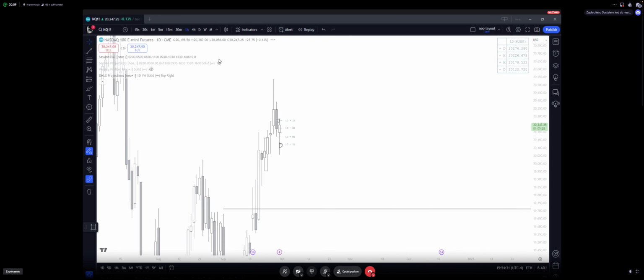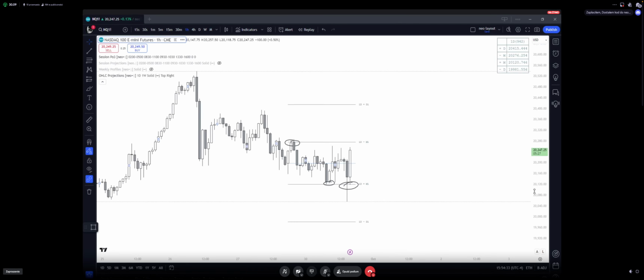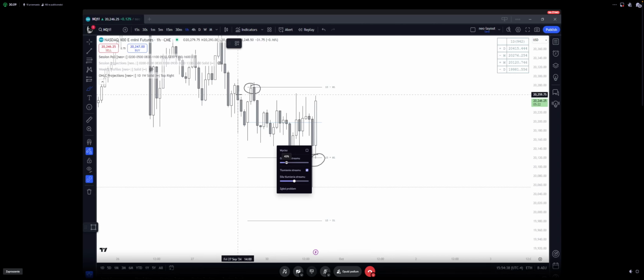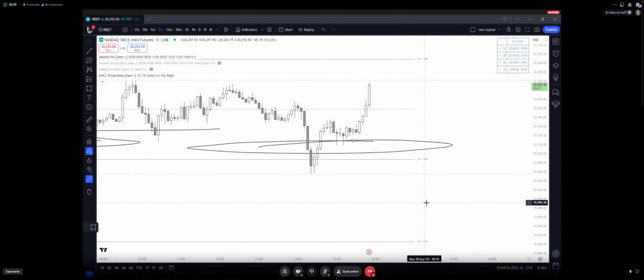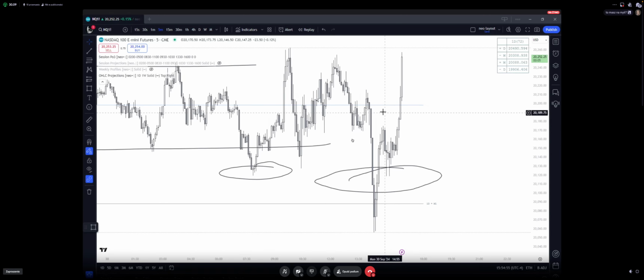We can consider accumulation, manipulation, and distribution. So if price accumulates in between these levels and does not reach them, and then ends up liquidating them, and we get a manipulation phase, then we can consider longing from there. That's basically what the indicator tells you. It tells you, depending on the time frame you choose, where price can reverse.